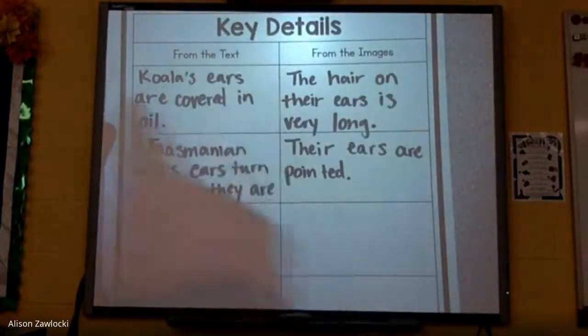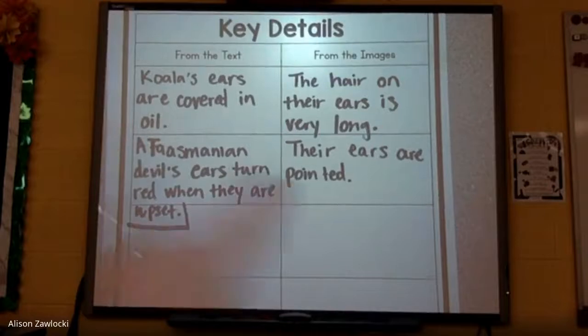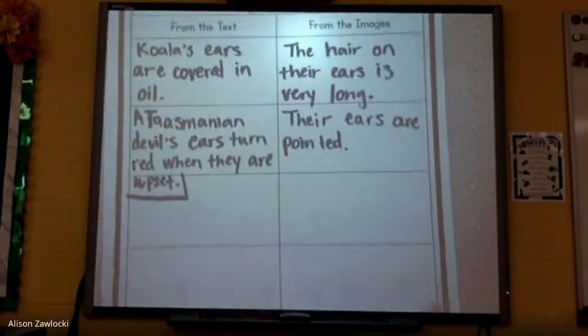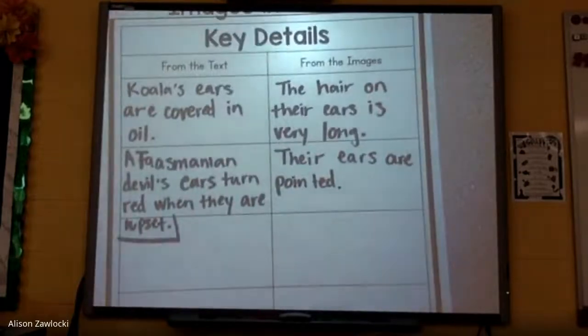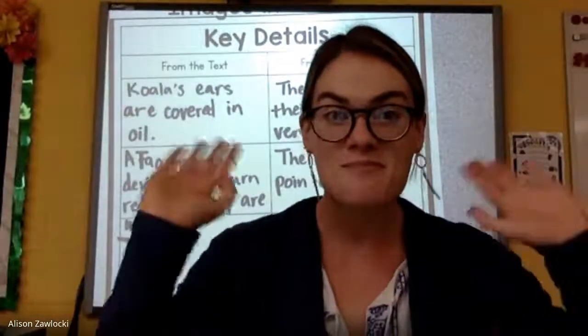So I learned about koalas and Tasmanian devils, 2 key details in our text. I learned that koalas' ears are covered in oil by just reading the text. Then from just the images, I learned that the hair on their ears is very long. From just the text, I learned that a Tasmanian devil's ears turn red when they are upset. And from just the pictures, I learned that their ears are pointed. We are going to do the other 2 tomorrow. I am so proud of the work that we have done today. Keep up your great work independently. Bye, boys and girls.